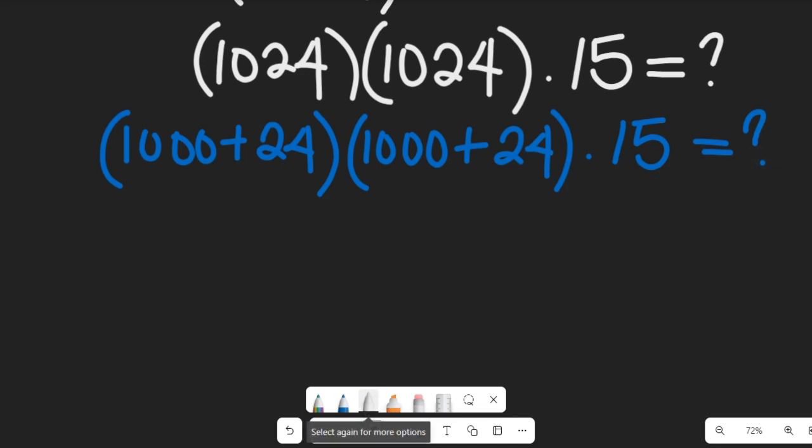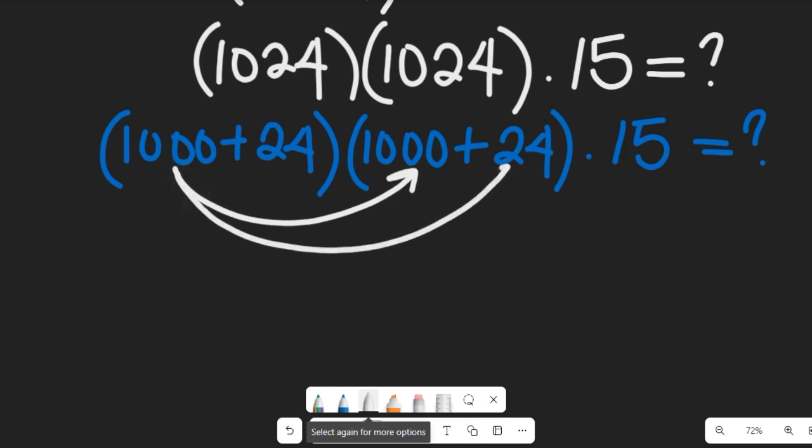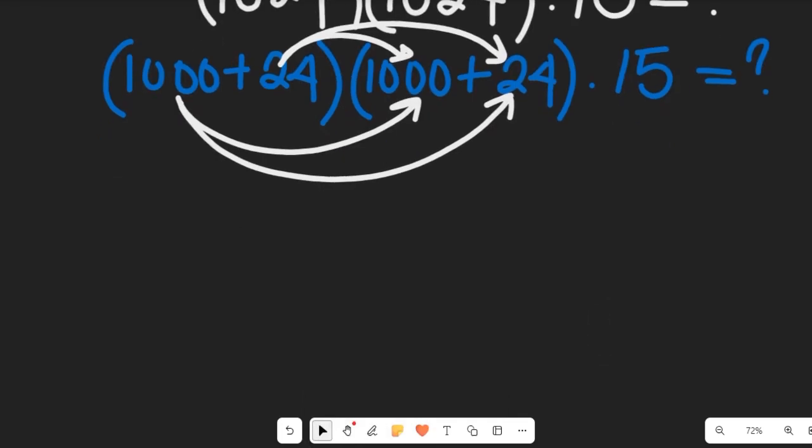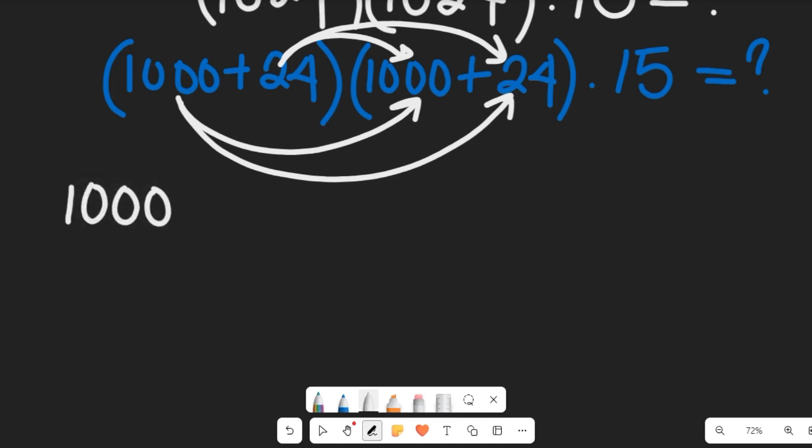Now I have to multiply this. If I multiply this, this will have to multiply this, right? And this will have to multiply this again, and this will have to multiply this. This will have to multiply this. One good thing is they will give me a value that is common. That way I will not have to multiply several times. 1000 multiplied by 1000, all I simply do is to add the zeros. So here 0 0 0, and then we have 0 0 0, right?